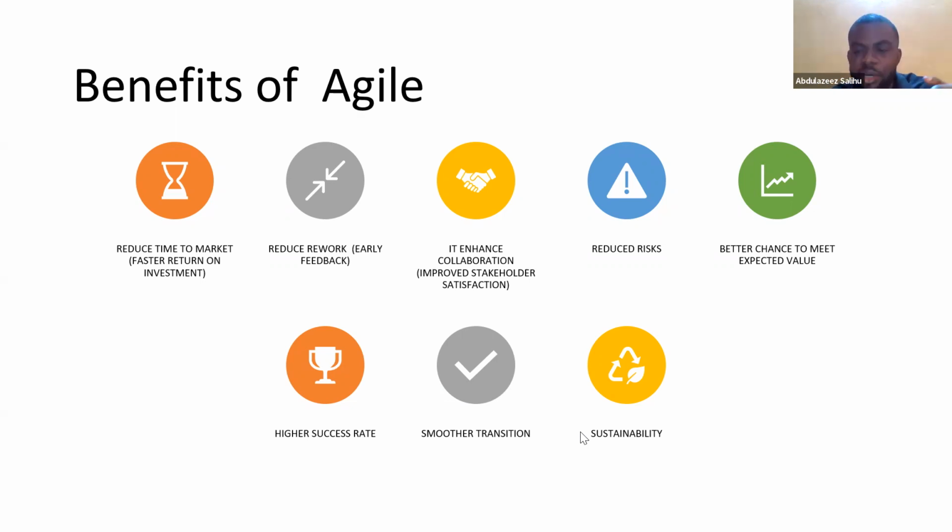When you adopt Agile, one of the benefits is that you have a better chance to meet expected value. Your success rate will be high, and you can easily move from one stage and scale up. It is easy for you to sustain that success because Agile is a mindset, not a strict process. So when you have a mindset that, oh, I want to collaborate with you, I want to take ownership, we're in this together, it is teamwork, it's easy for you to sustain those habits.